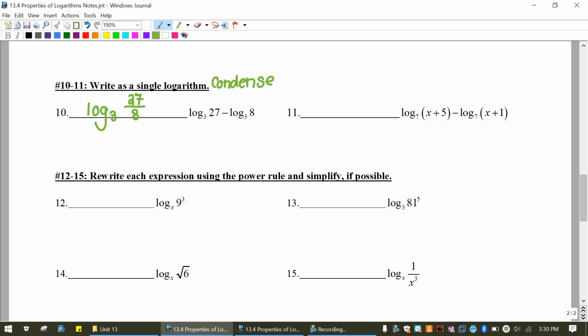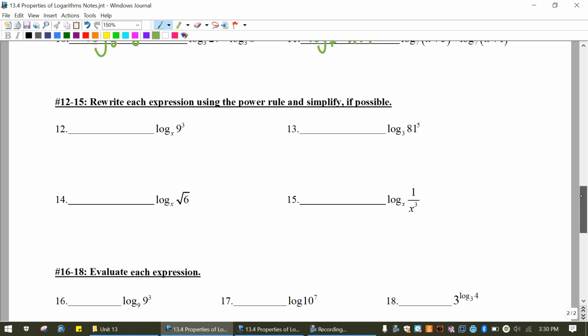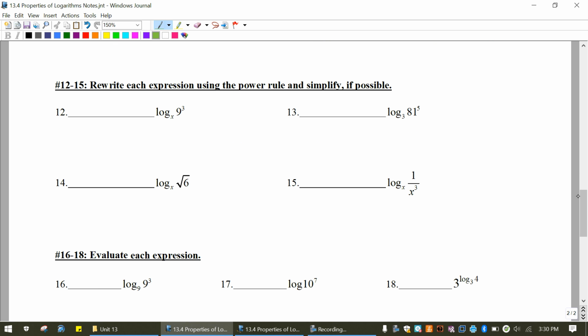In number 11, you've got log base 7. Your numerator will be x plus 5. Your denominator, which follows the subtraction sign, is x plus 1. Okay, now let's work with that power rule on numbers 12 through 15. So here, this 3 is going to move in front. So 3 times log base x of 9.